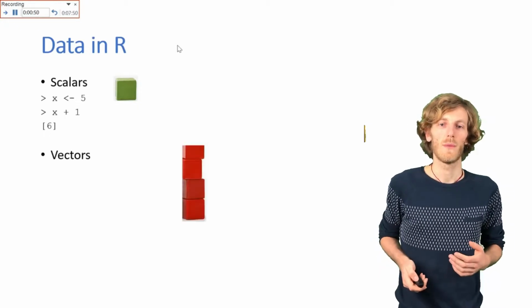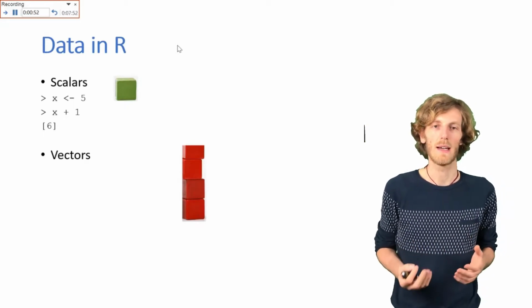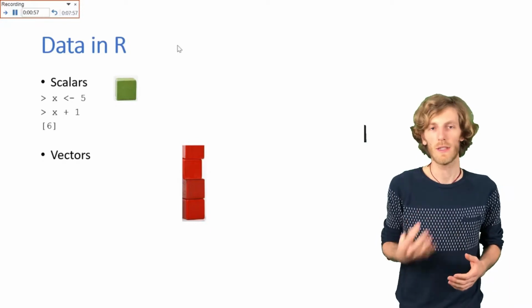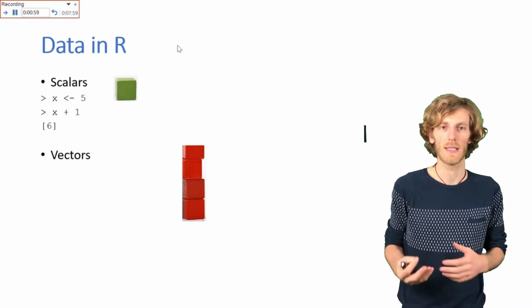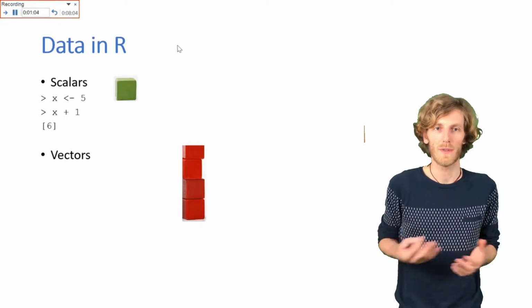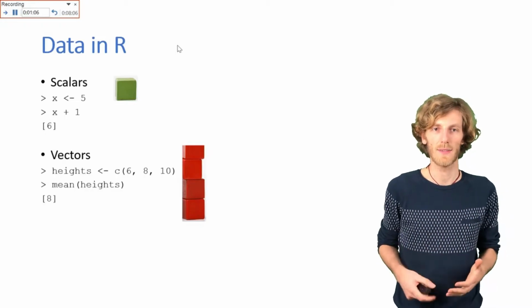Already a lot more relevant and helpful are vectors. Vectors are just chains of similar values. They all need to have the same data type, so they all need to be either numeric or categorical. But it also wouldn't really make sense to store mixed things in a vector.